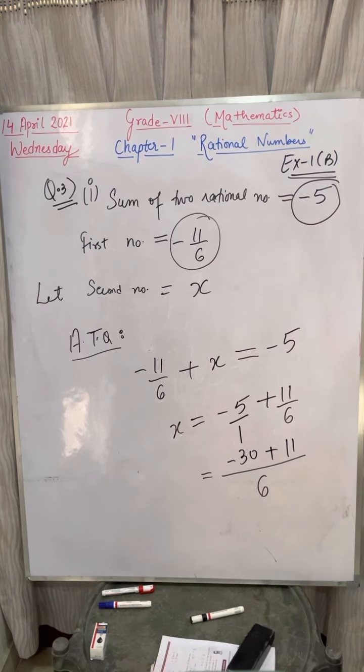Yes, minus 19. So it is equal to minus 19 upon 6. That will be your answer. That will be your second rational number. Okay, any doubt up to here?